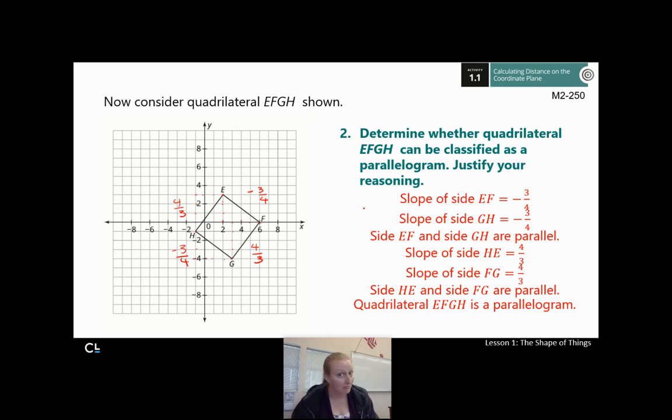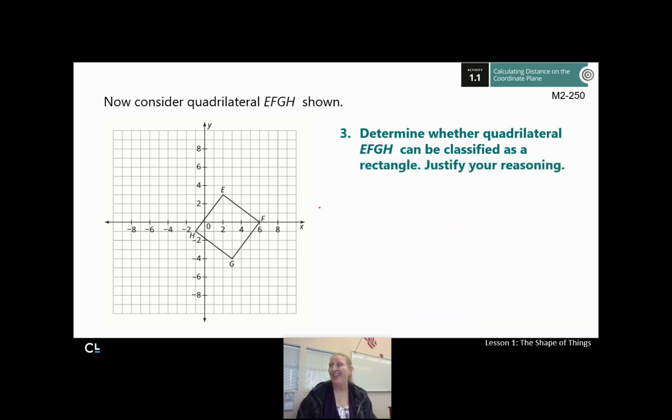Can we take it further? Let's take it further. Can you say it's a rectangle? Can we classify it as a rectangle? What does it mean to be a rectangle? And maybe the slopes can help you with that too. Go ahead and hit pause. Don't forget to tell me whether or not the quadrilateral can be a rectangle, and don't forget to tell me why to justify your reasoning. So go ahead and hit pause, take care of that, hit play to keep this party going.